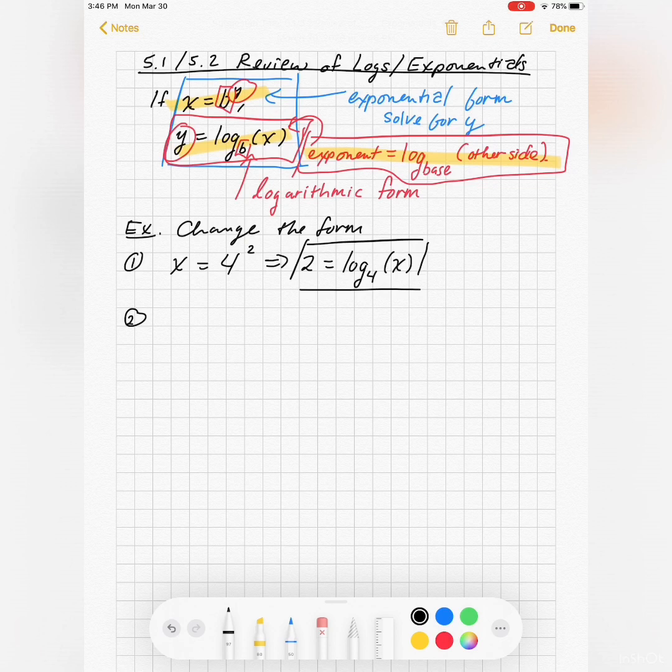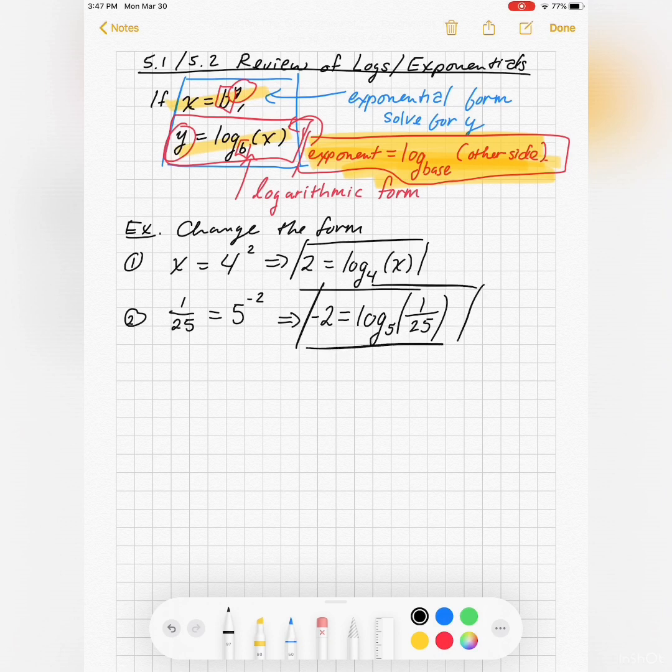So how about something like 1/25 equals 5 to the negative 2. So again, I'm in exponential form. So to change to log form, I'm looking again at this rule here. So I'm going, the exponent, negative 2, is the log, this would be a base 5, of the other side. So of 1/25. So there's that written in logarithmic form.